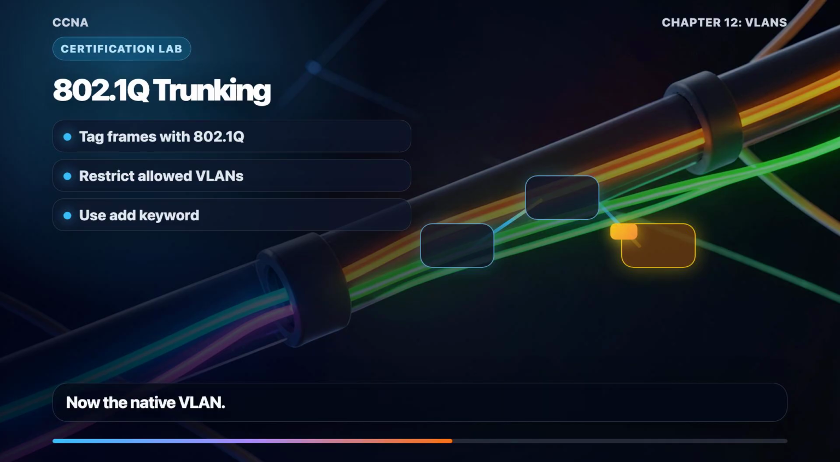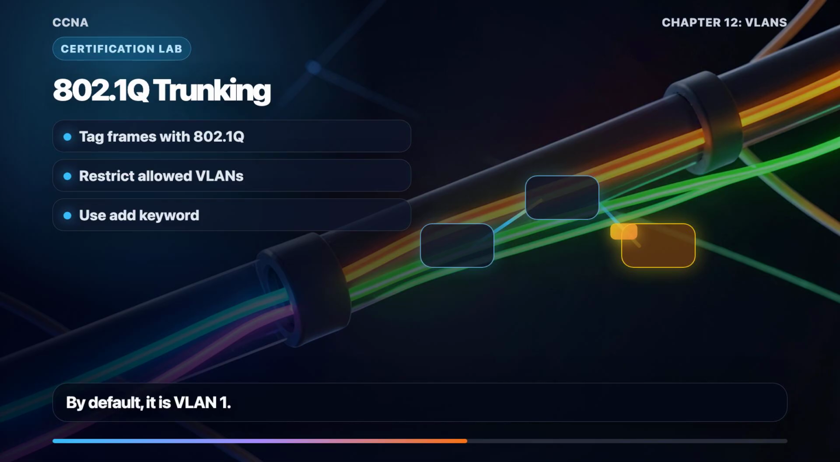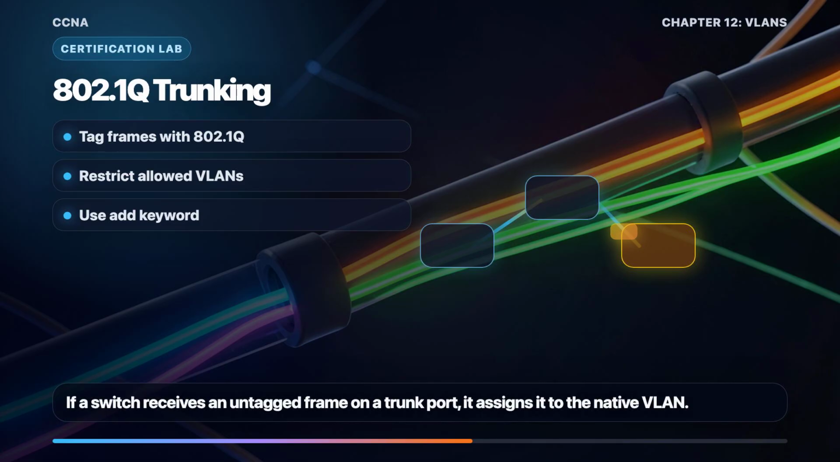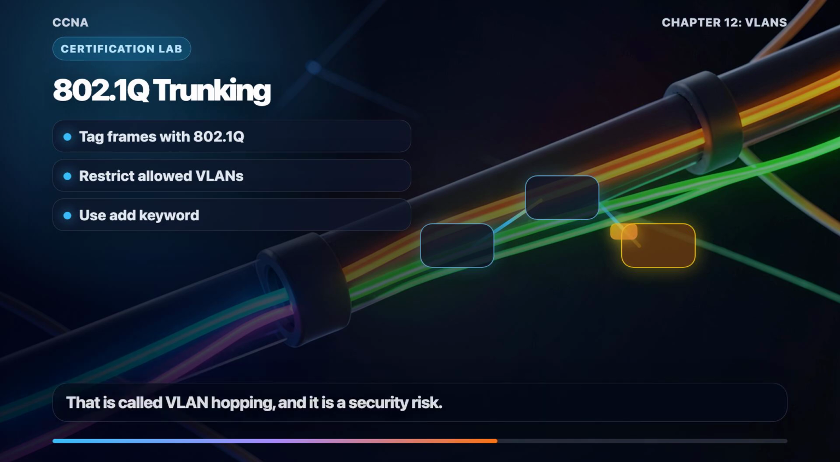Now, the native VLAN. The native VLAN is the VLAN whose frames are sent untagged on a trunk. By default, it is VLAN 1. If a switch receives an untagged frame on a trunk port, it assigns it to the native VLAN. If the native VLAN mismatches on both ends of a trunk, VLAN 10 on one side, VLAN 30 on the other, frames cross VLAN boundaries silently. That is called VLAN hopping, and it is a security risk. Best practice: change the native VLAN to an unused VLAN. Something like VLAN 999. Configure it with switchport trunk native vlan 999.